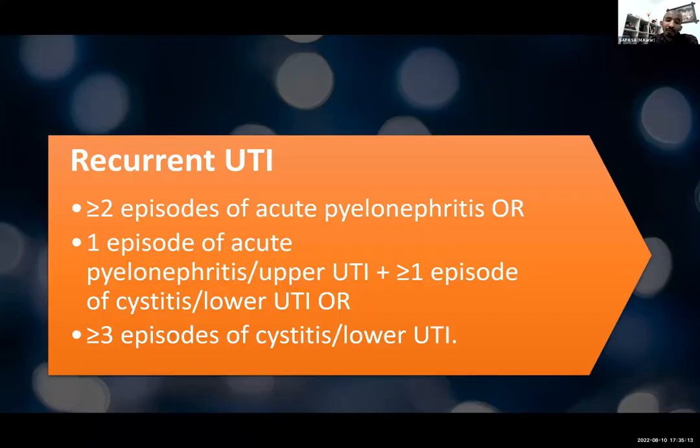With all this terminology, the most important terminology that we need to know is recurrent UTI. When we say the word recurrent UTI, we mean 2 or more episodes of acute pyelonephritis, or 1 episode of acute pyelonephritis with 1 episode of cystitis, or repetitive lower UTI in cystitis pattern. And this recurrent UTI is very important because we need to manage and we need to prevent.